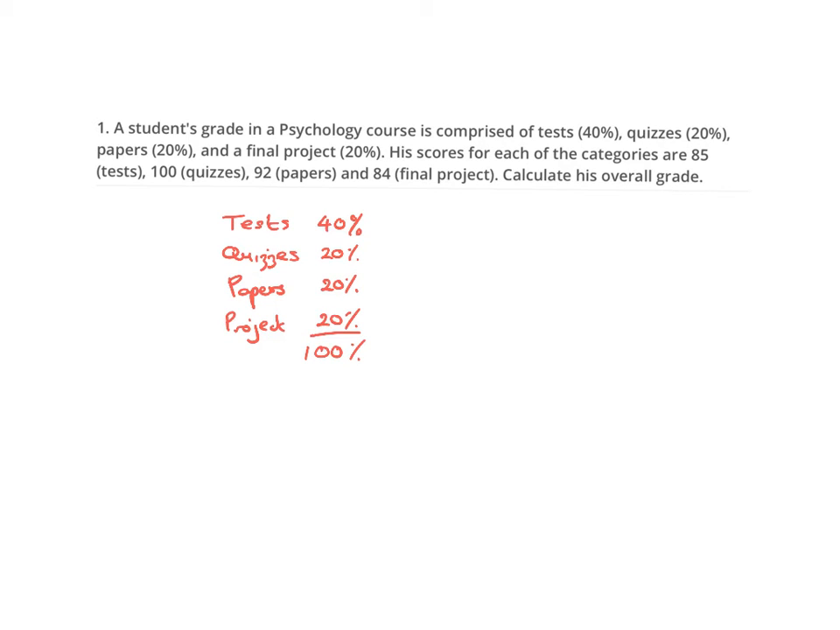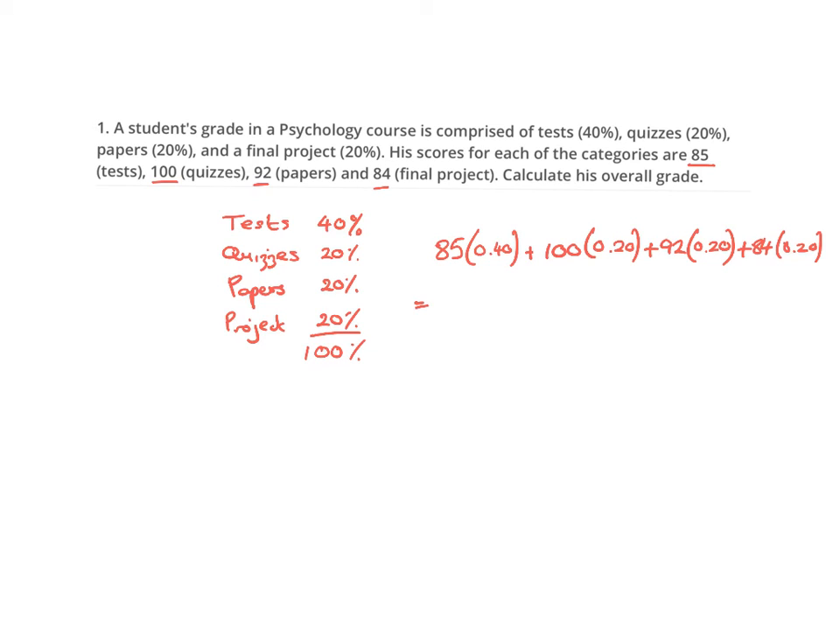And it says for each of the categories, you get 85 for tests. So we know that 85 is actually worth 0.4 on the weighted scale. And then she's got 100 on the quizzes. So we know that is worth 0.2 on the weighted scale. 92 for papers. So that's another times 0.20, and then 84 in the final project, 0.2. Calculate the overall grade. And you don't actually have to divide by anything here, because when we multiply these numbers out, they actually become a percentage themselves.